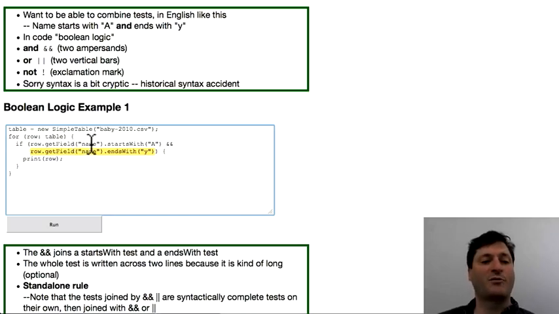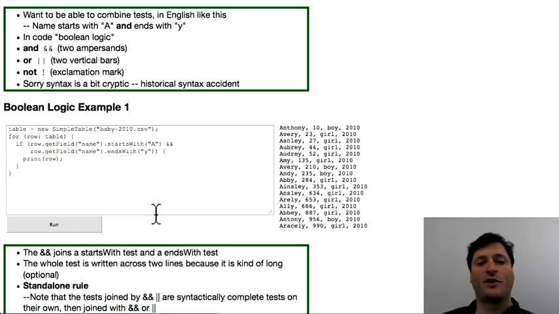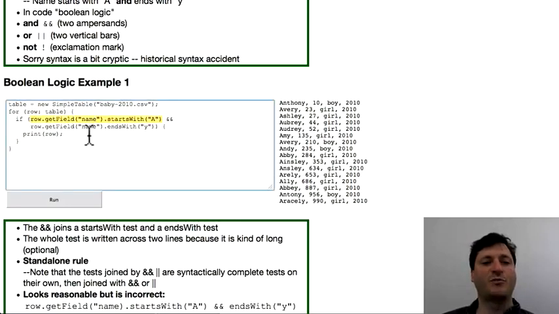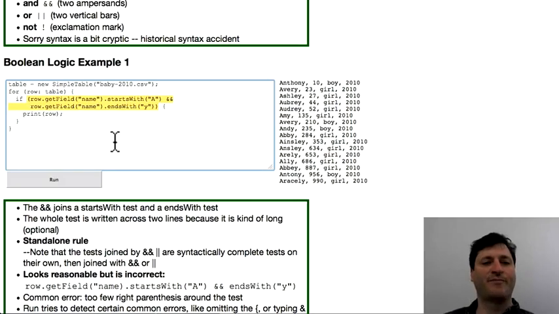Here, I'll run it. What this says is names that begin with A, that has to be true, and the name has to end with Y. If I run it, we just get this shorter list of names that begin with A and end with Y. Syntactically, like I said, it has the two tests, each of which is complete. They're joined with and or, as we'll see in a minute. And then finally, there is still one set of parentheses, a leftmost parenthesis and a rightmost parenthesis around the entire thing. I'll do a bunch of examples like this.